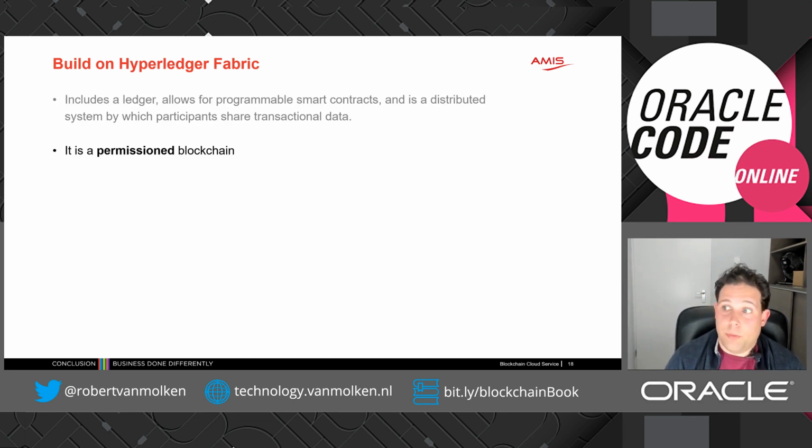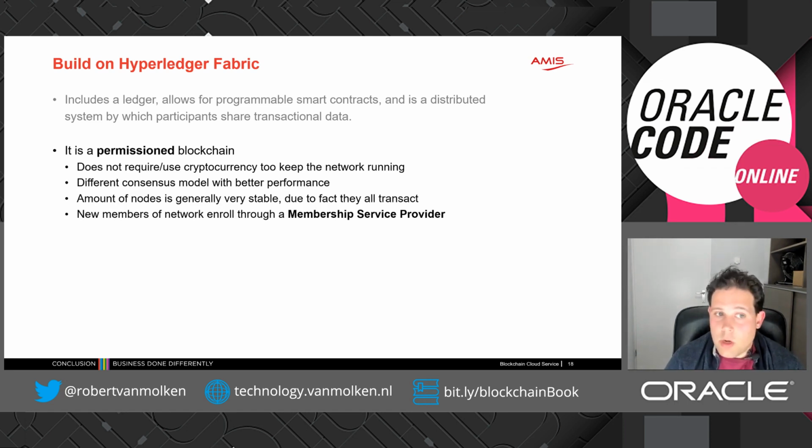Hyperledger Fabric is a permissioned blockchain, so this means that you need to have a user account on it to even make calls to a smart contract. It does not require or use cryptocurrency to keep the network running. It uses a different consensus model with better performance.